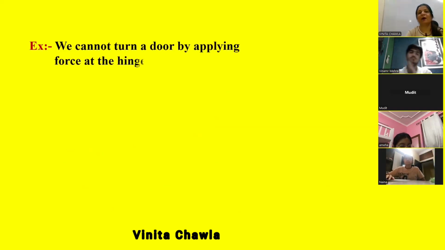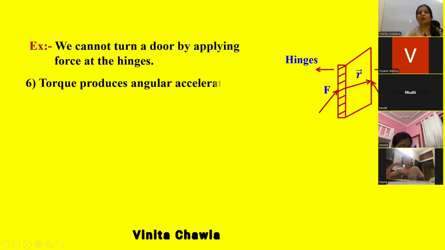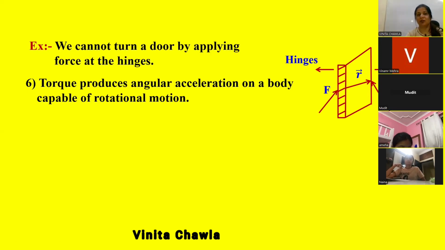We cannot turn a door by applying force at the hinges, है ना? हिंजेस पे अगर हम फोर्स अप्लाई करेंगे तो हम उसको रोटेट नहीं कर सकते, बिकॉज वो आपका एक्सिस ऑफ रोटेशन है एंड यू आर अप्लाइंग फोर्स एट द एक्सिस ऑफ रोटेशन, राइट? तब यू कैन नॉट रोटेट इट. Torque produces angular acceleration on a body capable of rotational motion.